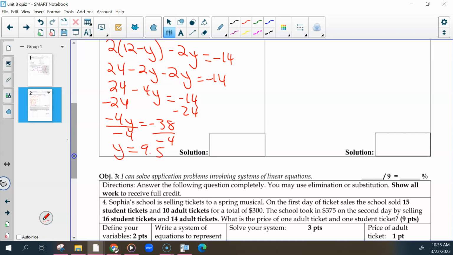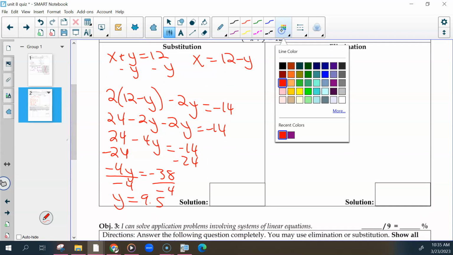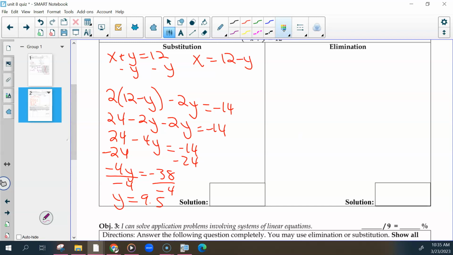So some of you were freaking out because you got decimals or fractions. You were supposed to get fractions or decimals in this case. And then after you got the 9.5, or if you solved for x and got that first, put it back in and figure out what that is. So 2.5, 9.5 should have been your answer, or if you left it as fractions, 5 halves, 19 halves. Before we do elimination, what questions do we have on the substitution?